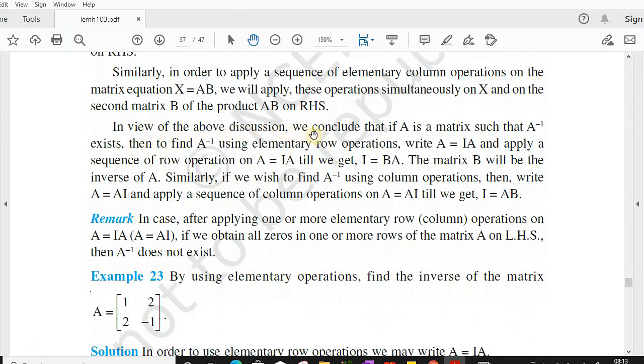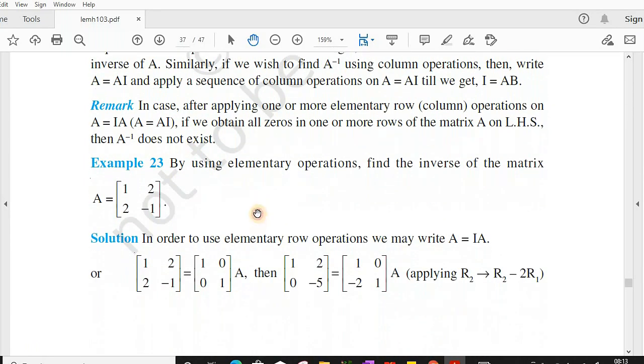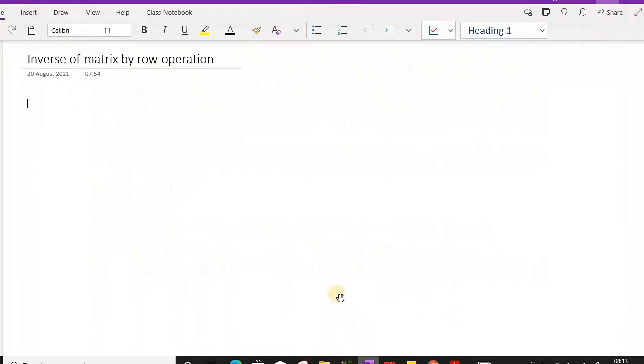In view of the above discussion, we conclude that if A is a matrix such that A inverse exists, then to find A inverse using elementary row operations, we write A equals IA, and we apply a sequence of row operations on A equals IA till we get I equals BA, where B will be the inverse of A. Similarly, we can do it with columns also. That is the idea.